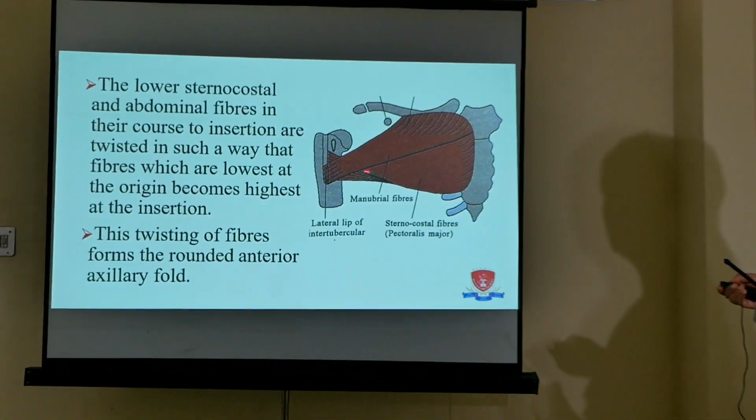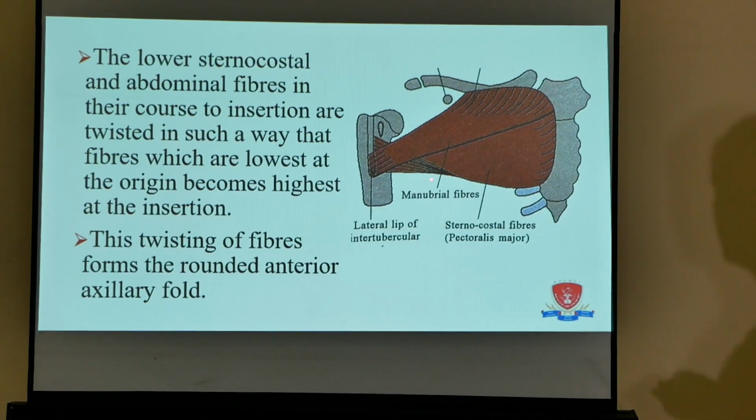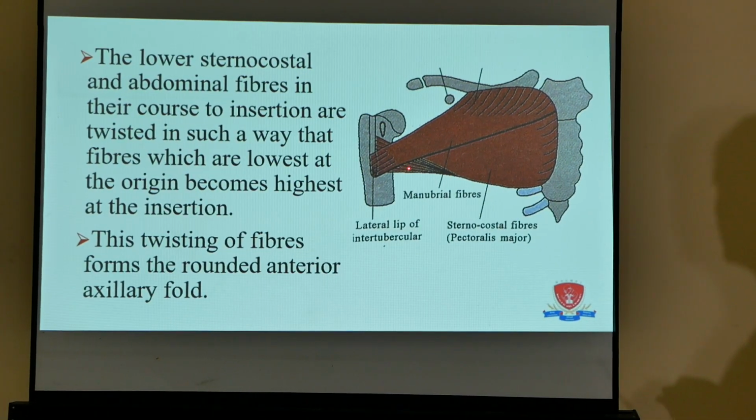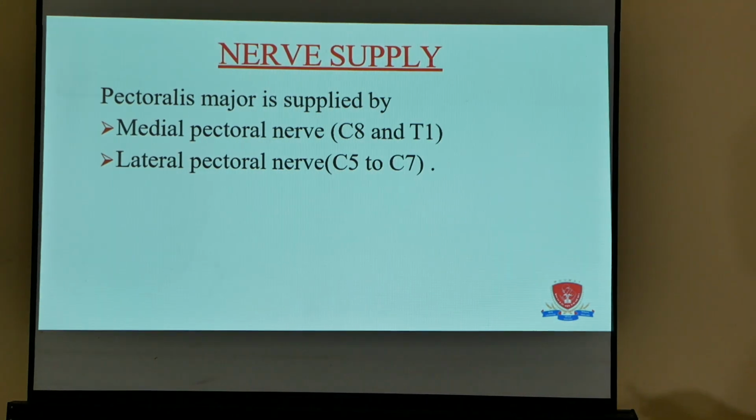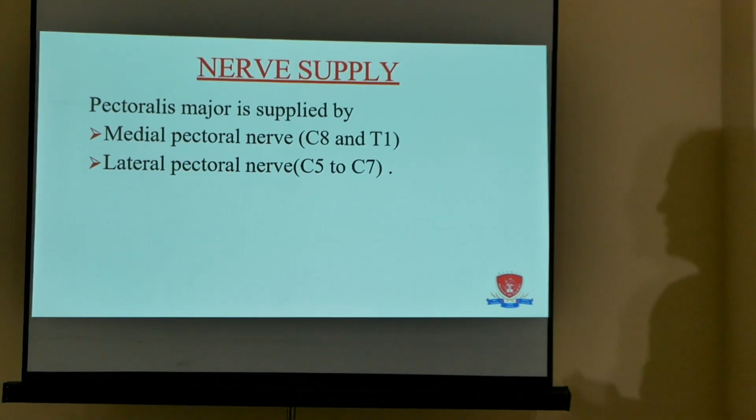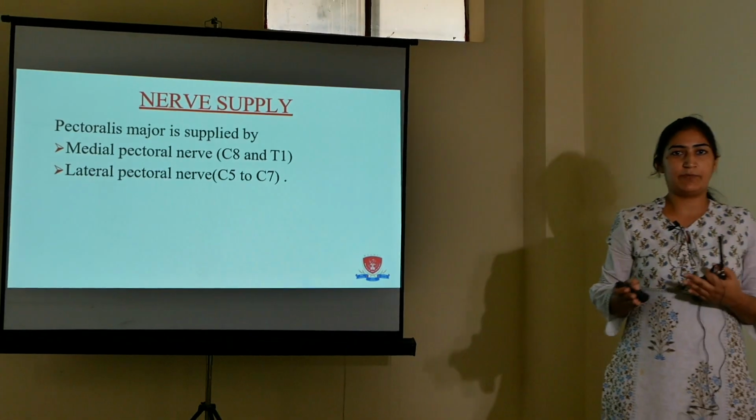Now this is the twisting of the crossing of the fibers from the aponeurotic part, which reach the upper side of the bicipital groove, and the sternocostal fibers which come downwards. This is called the twisting of the fibers of the sternocostal muscle. Now this was about the origin and the insertion of the pectoralis major muscle.